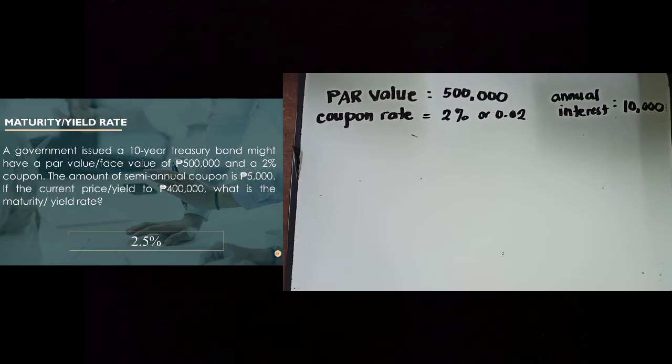Okay, so punta tayo sa example number 1 natin kanina. A government issued a 10-year treasury bond with a par value or face value of 500,000 pesos and a 2% coupon interest rate.